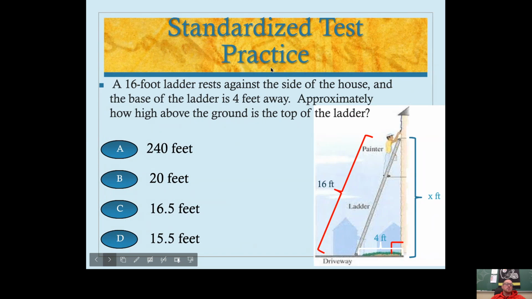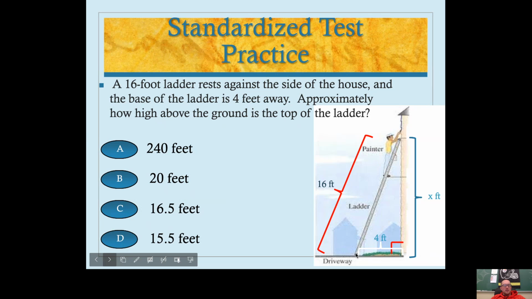Here's a standardized test practice question. There's a 16-foot ladder that's going to rest against the side of a house. So this ladder resting against the side of the house is 16 feet long. The base of the ladder is 4 feet away. So this ladder is 4 feet from this house. Approximately how high above the ground is the top of the ladder? So you want to know this distance.